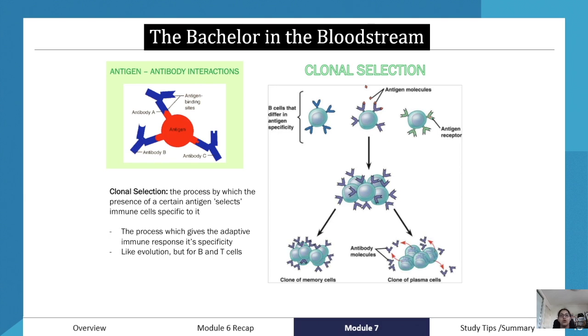So now we know that there are two important parts of the immune response. There is the cell-mediated immunity and there is the humoral immunity. So what happens is, firstly, we've got the antigen-antibody interactions. Like I said, the antigens, as you can see, are these receptors on the cell surface of the pathogen.